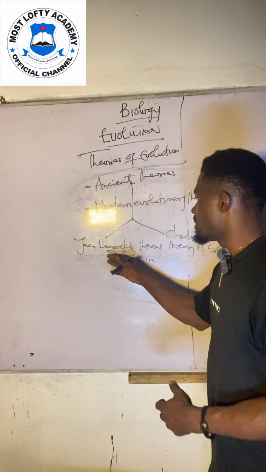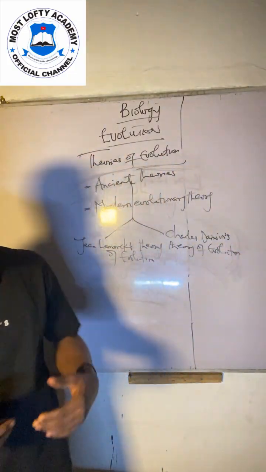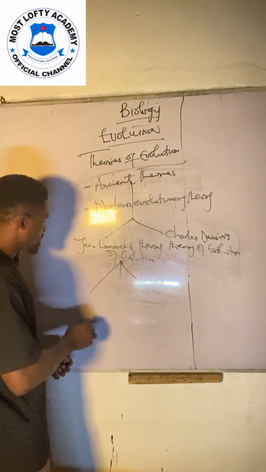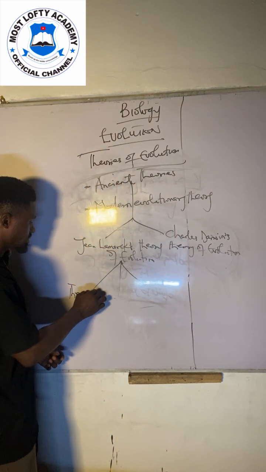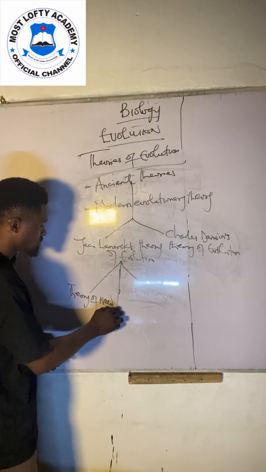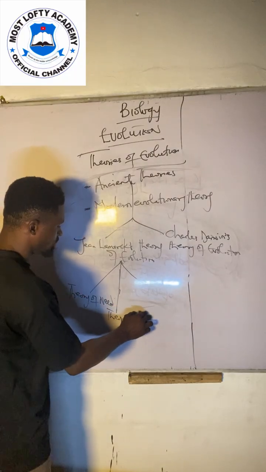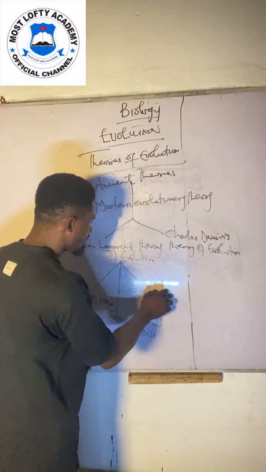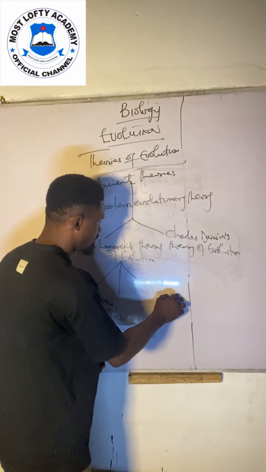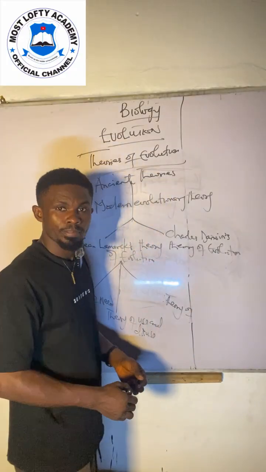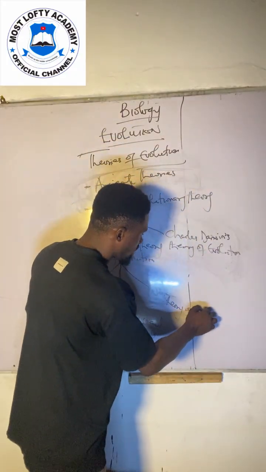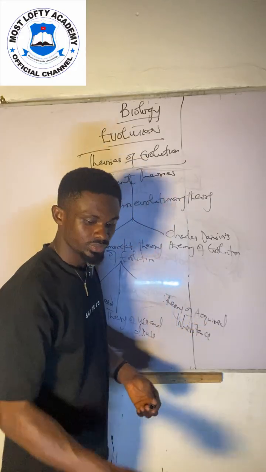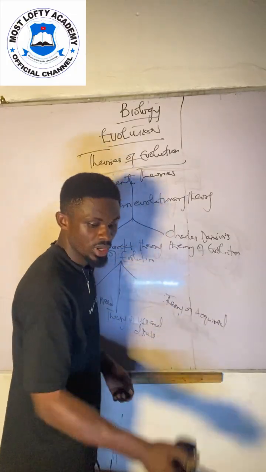Now, what did Jean Lamarck talk about? Jean Lamarck majorly spoke about two theories in one, or as the case may be, three. Are you with me? Number one is the theory of need. Then number two is the theory of use and disuse. Then the third one is the theory of acquired inheritance. Okay? Theory of acquired inheritance.